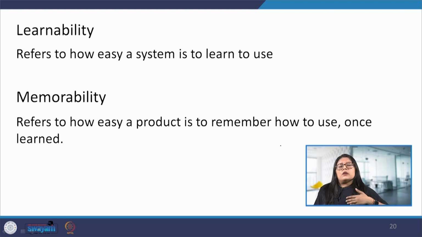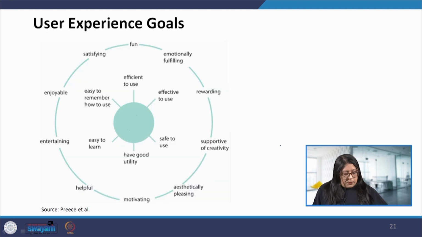So that is a feature which allows the user to come back to the product and use it and start from where they left off. So, that is a very desirable requirement.